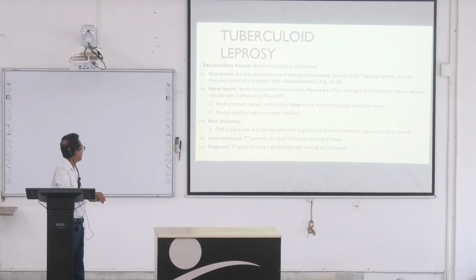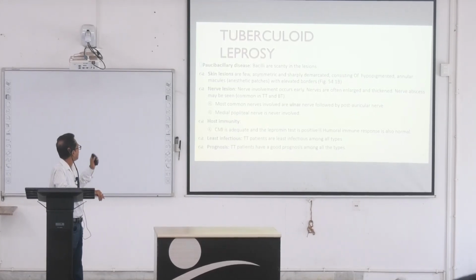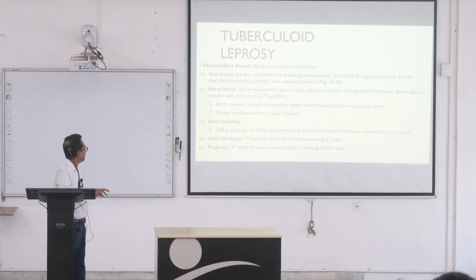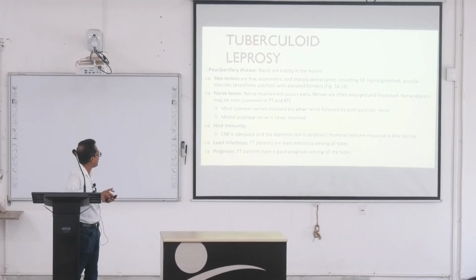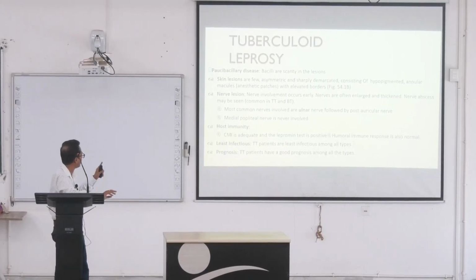Tubercular paucibacillary disease: bacilli are scanty, skin lesions are few, but the margins are asymmetric yet sharply demarcated. Nerve involvement occurs early, and nerves are often enlarged and thickened. Nerve abscess may be seen and CMI is adequate.